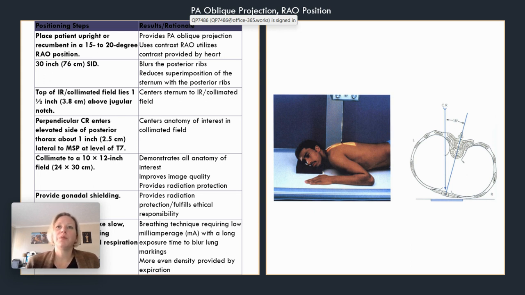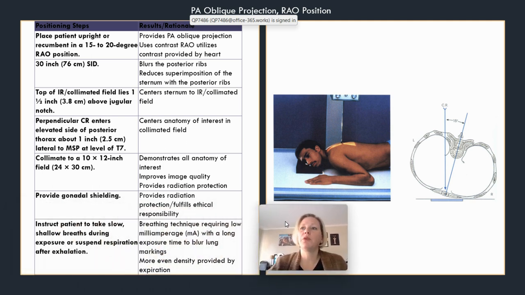The CR is going to be perpendicular and it's going to enter the elevated side of the posterior thorax about 1 inch lateral to the MSP at the level of T7. You're going to collimate to a 10 by 12 inch field. Of course, provide the gonadal shielding as applicable. And you're going to instruct your patient to take slow, shallow breaths during exposure or a suspended respiration after they exhale.